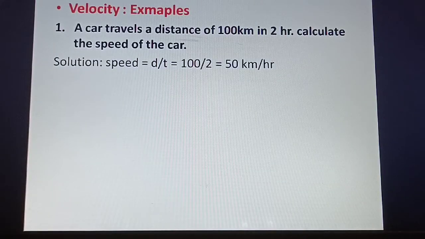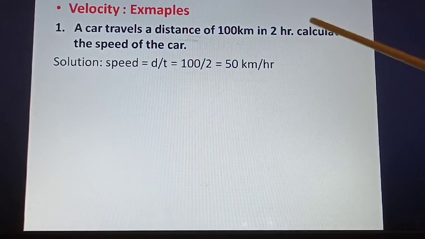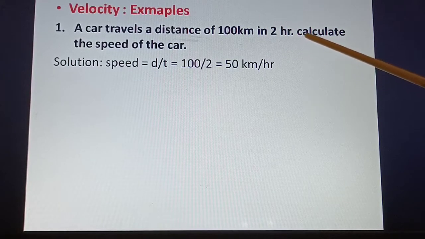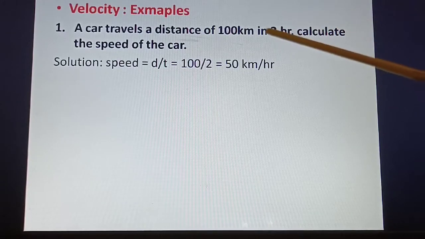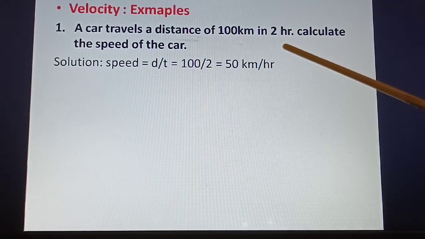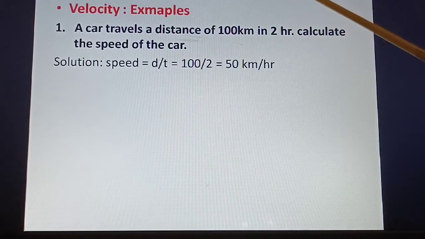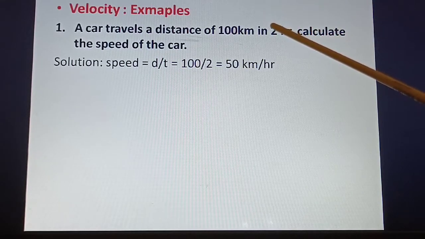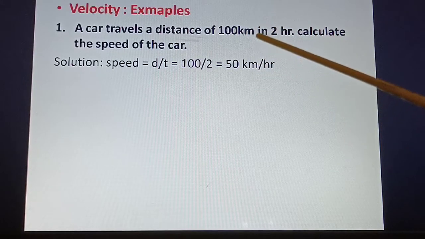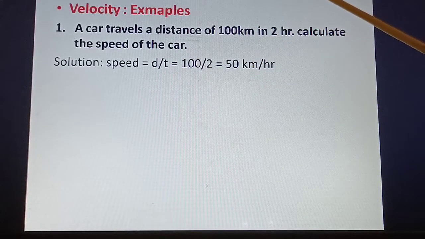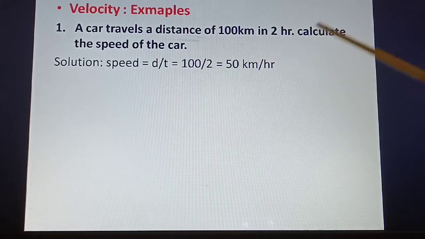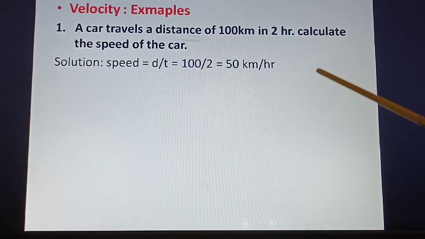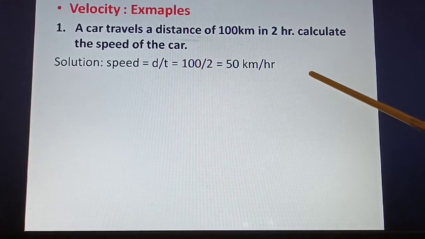Let's move on to the example of velocity. Okay, a car travels a distance of 100 kilometer in 2 hours. So the car is traveling a distance of what? 100 kilometer within 2 hours. What you have to calculate? The speed of the car. So what is the formula of the speed? Distance upon time. That is, the distance is 100 kilometer by time is 2. So you got 50 kilometer per hour.